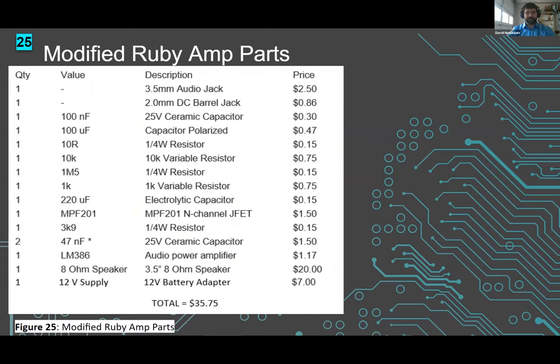So this is our parts list for the Ruby. We were pretty happy with this. We were able to bring it down to just under $36, and that is well below our goal.